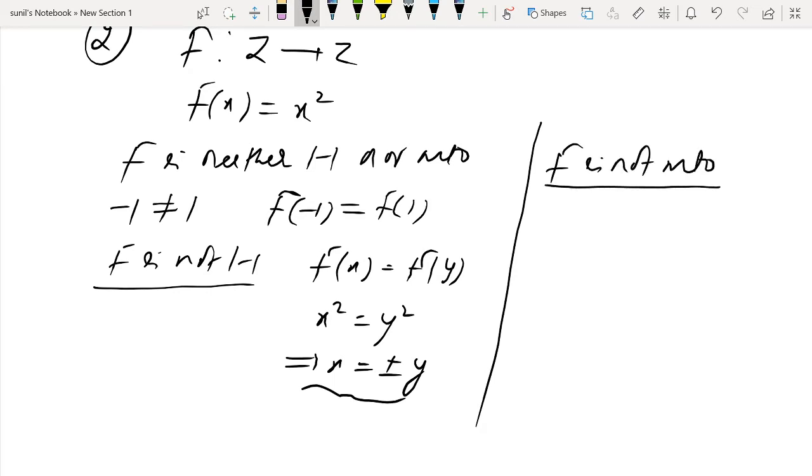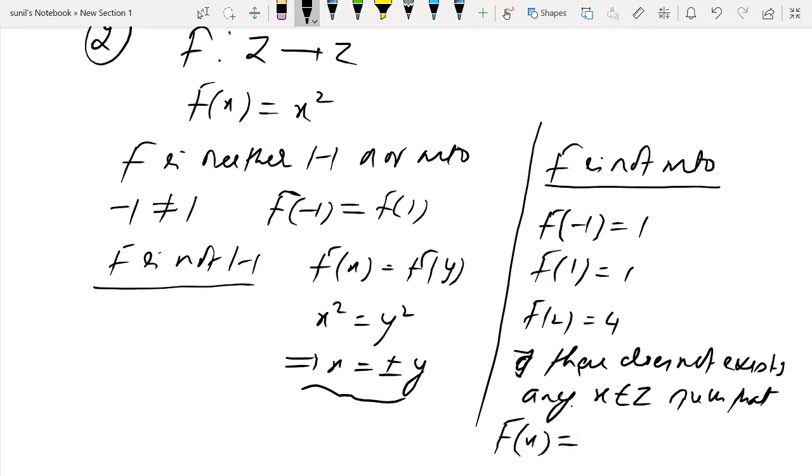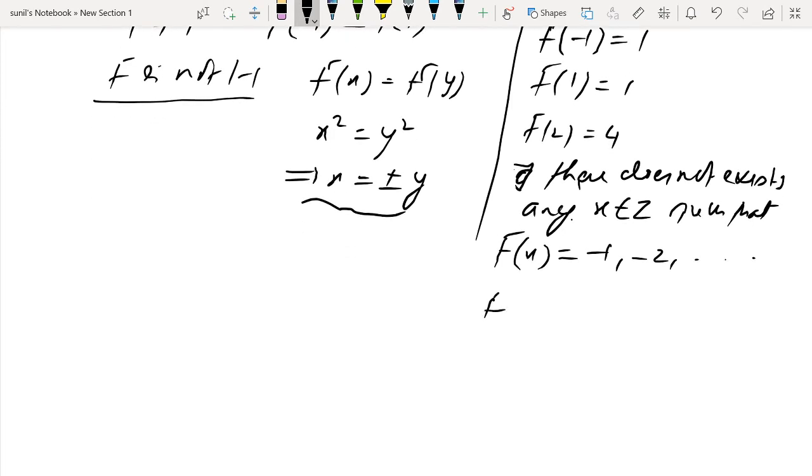Again, a very simple reason. f at minus 1 is 1, f at 1 is 1, f at 2 is 4. Now you can see that for the negative numbers we do not have any preimage, so there does not exist any x belonging to Z such that f(x) is equal to minus 1, minus 2 and so on. So clearly f is not onto.